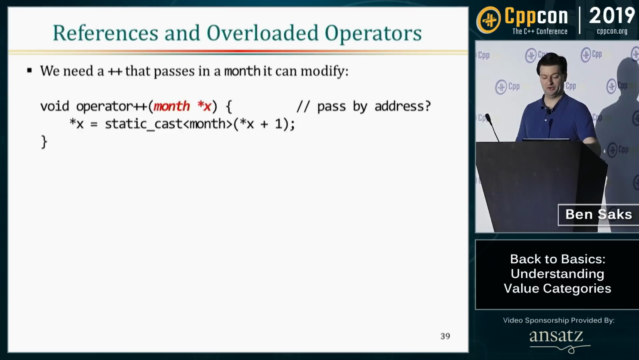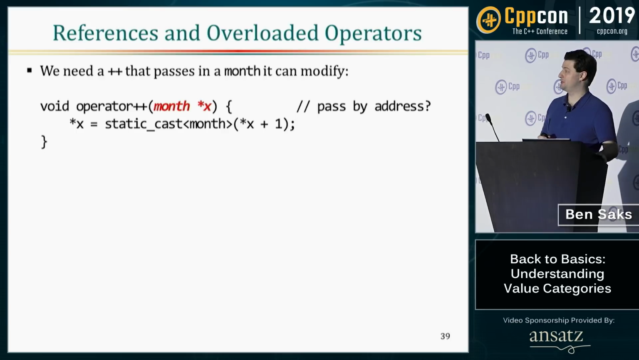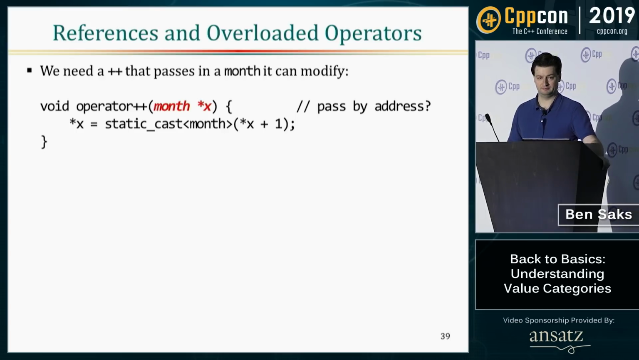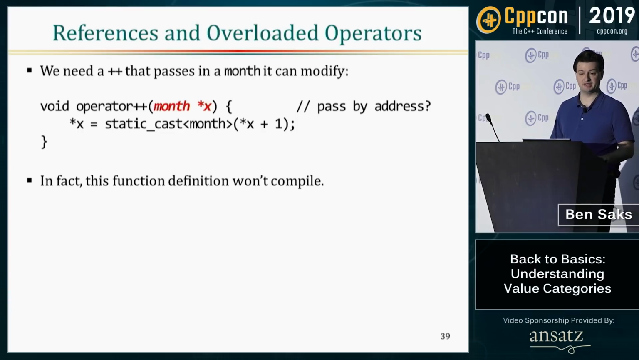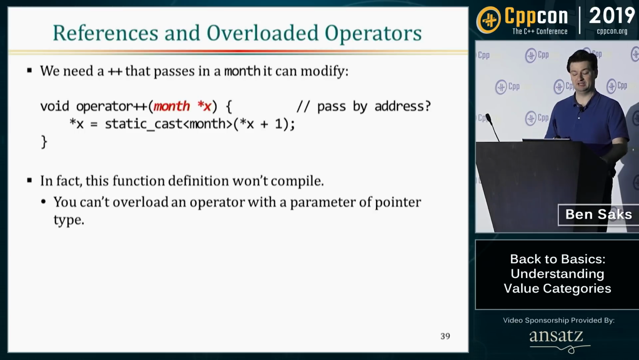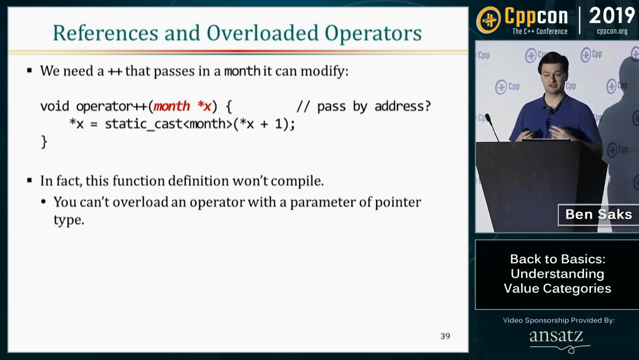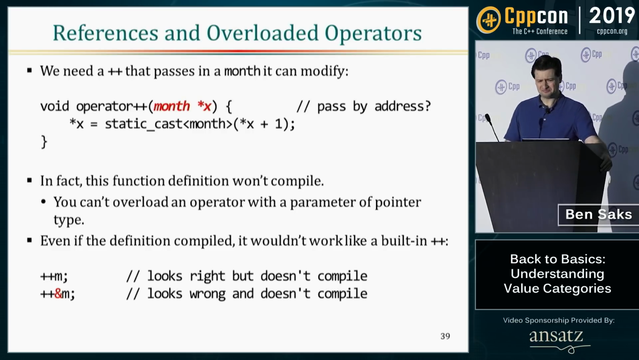Let's try pass by pointer instead. So here, we would be taking the month that we want to point to by pointer. Turns out you can't even write this. It just doesn't compile. Overloaded operators in C++ can't have parameters of pointer types. But let's suppose it did compile for a moment. It still wouldn't look the way that we want it to look.